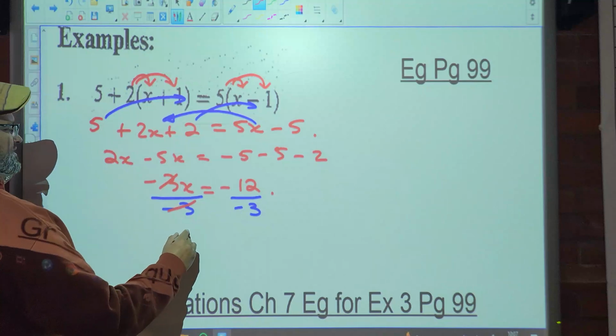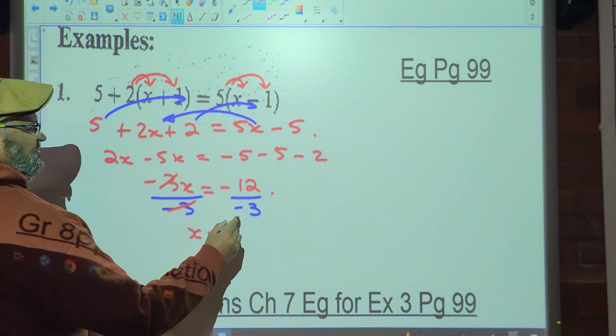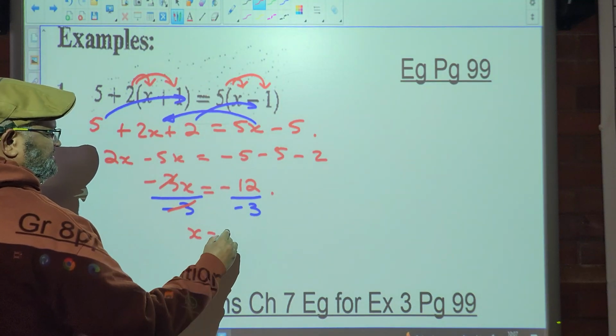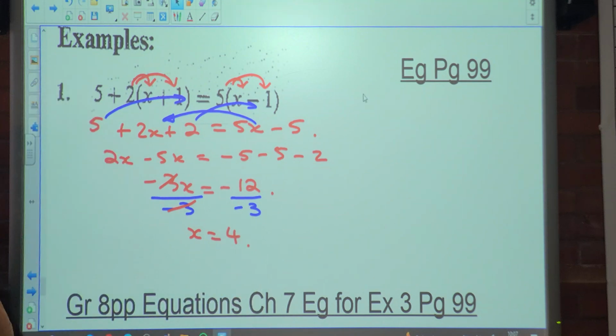That cancels, so x is equal to? Negative divided by negative is positive. 12 divided by 3 is? Is there any confusion? No, sir. Fairly simple, no? Are you with us? You understand? Okay.